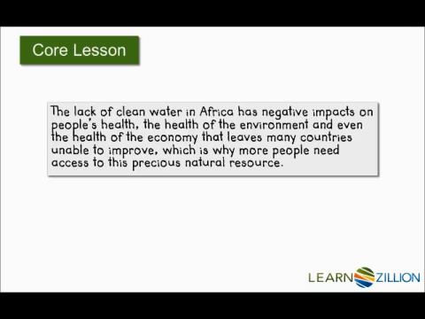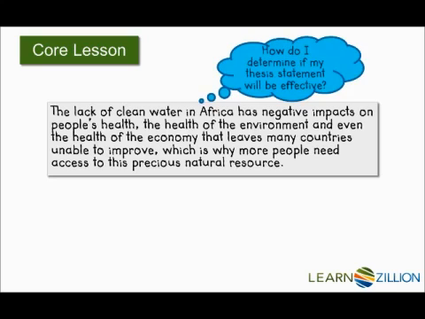This might take you longer to get to, but the lack of clean water in Africa has negative impacts on people's health, the health of the environment, and even the health of the economy that leaves many countries unable to improve, which is why more people need access to this precious natural resource. If you notice, I didn't say clean water, I said precious natural resource. But that's something that you can have fun with, play around with, and see how solid you can make your thesis statement.